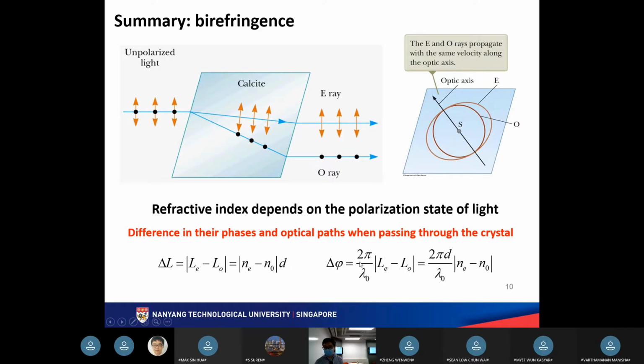The corresponding phase difference is 2π over λ times this optical path difference. So it's actually 2πd divided by λ₀ times (Ne minus No). This is the optical path difference and the phase difference introduced when light passes through a slab. Okay, so these are all the summaries.